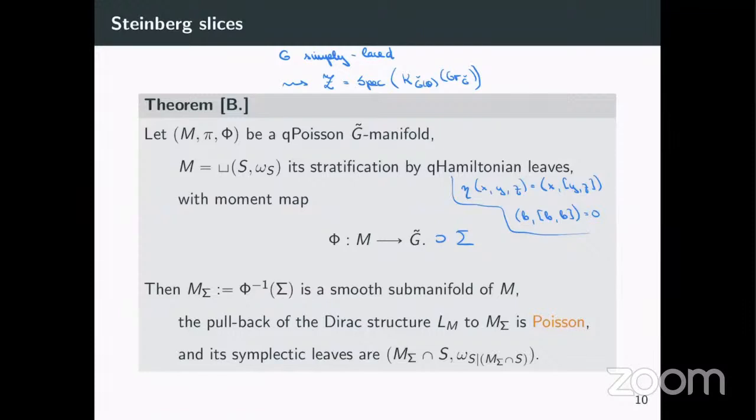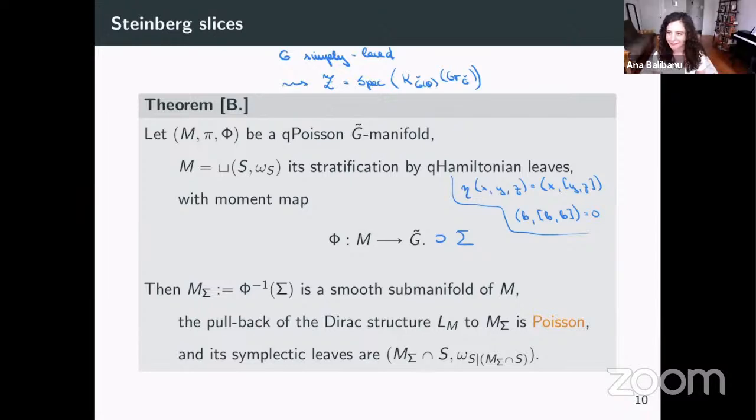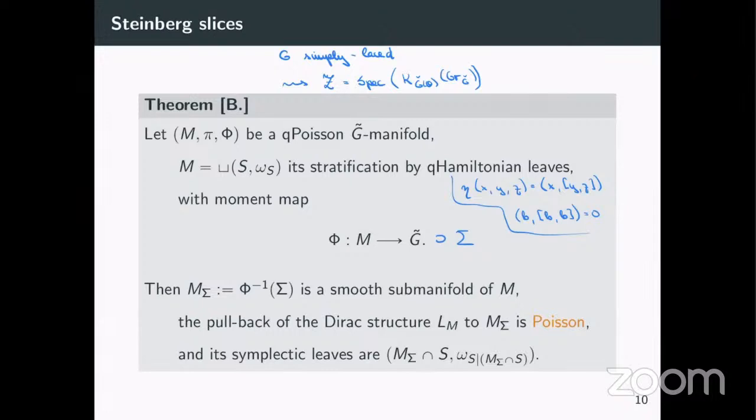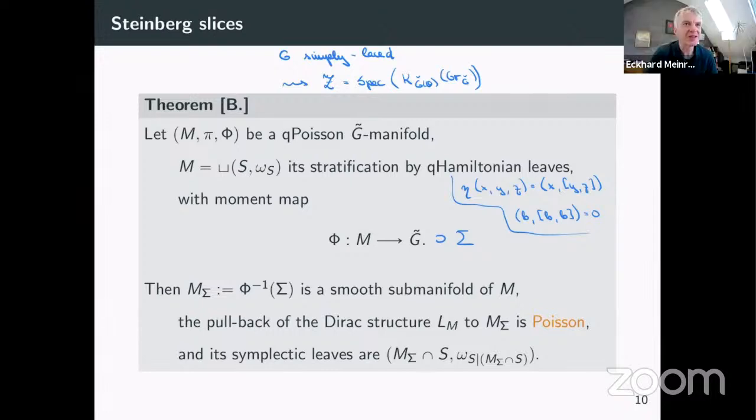Okay, so maybe we should stop here. It's already 12:30. But Eckhart maybe. Oh, sorry, there's one more question. Sorry, yeah, go ahead. Maybe one quick question.